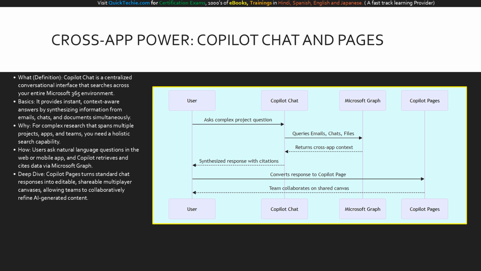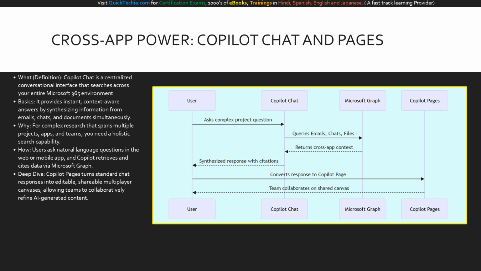The user starts by asking a complex question in Copilot Chat. The chat engine immediately queries Microsoft Graph, which acts as the bridge to all your disparate emails, chats, and files. Graph returns this rich context, and the chat engine delivers a beautifully synthesized response with citations. But the workflow doesn't stop there. Look at the bottom steps.